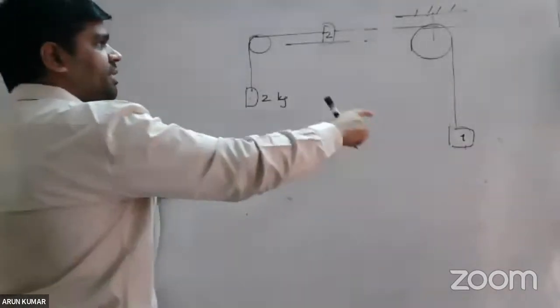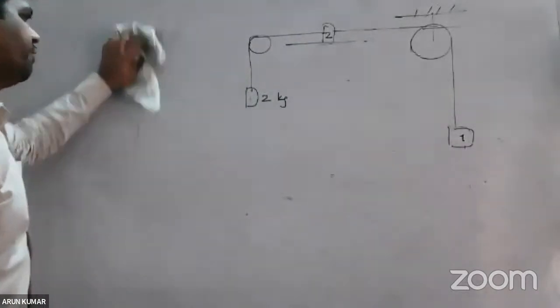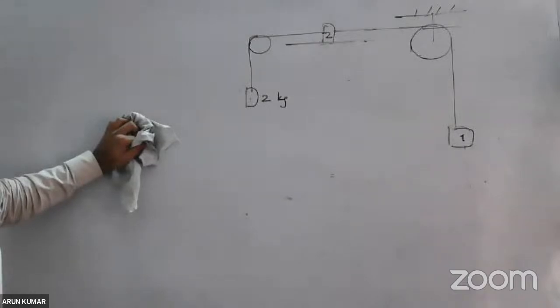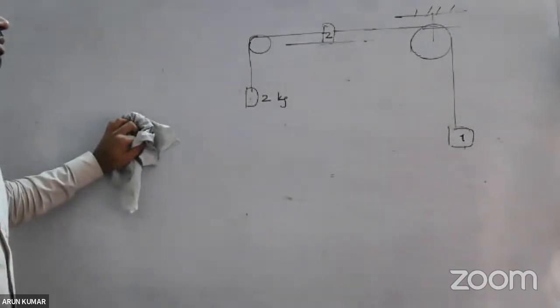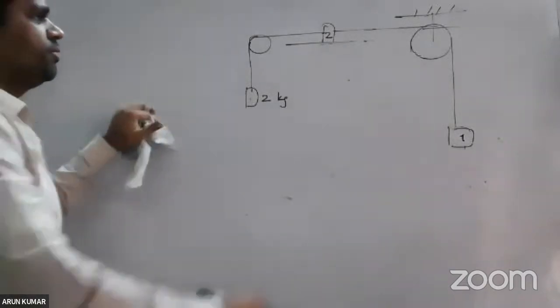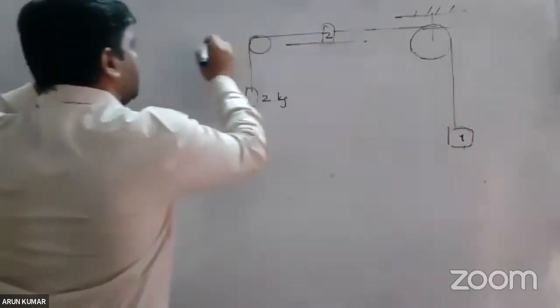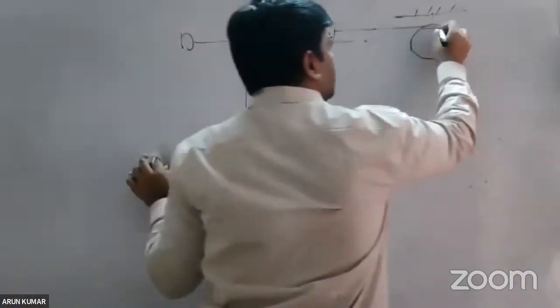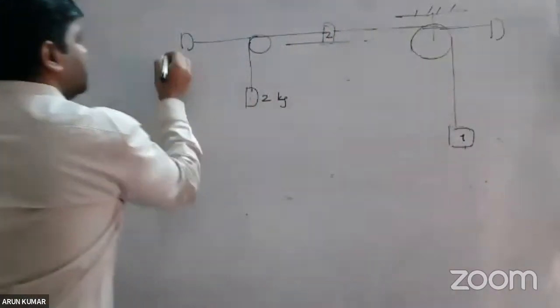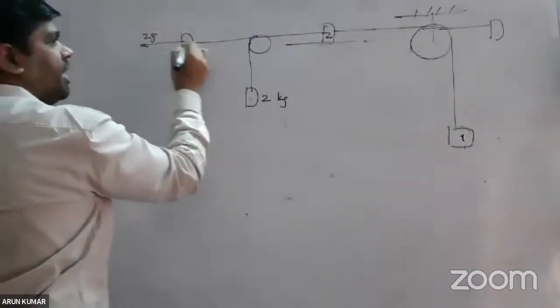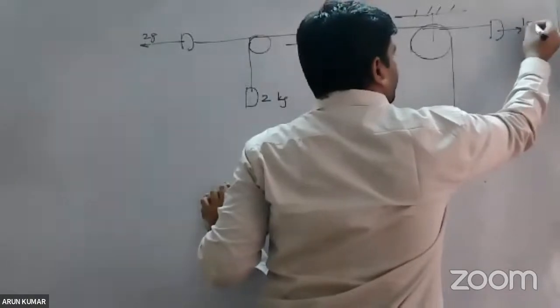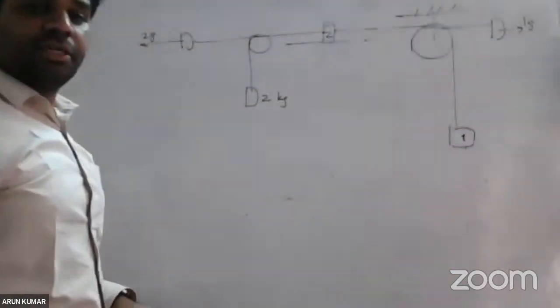This is 2 kg, that is 1 kg and that is 2 kg. But find the acceleration. If I hypothetically straighten it, there are 3 blocks now. And this is being pulled with 2g and that is being pulled with 1g. What is the net external force?